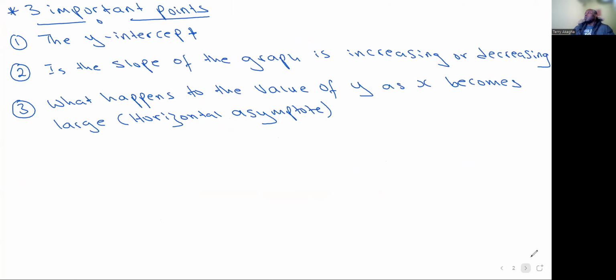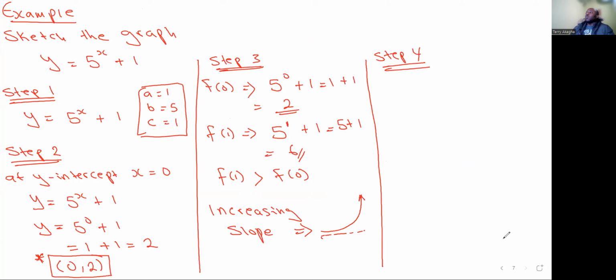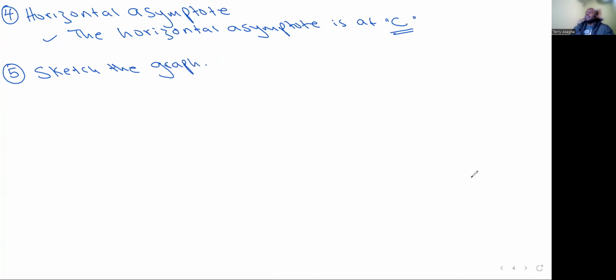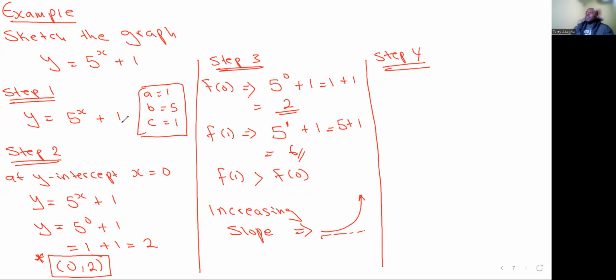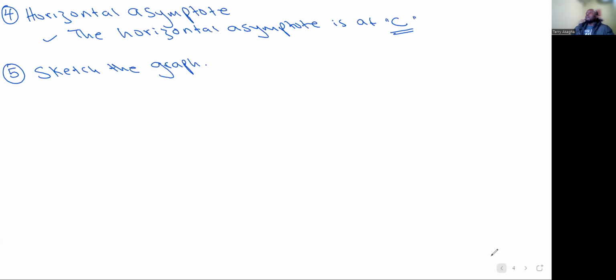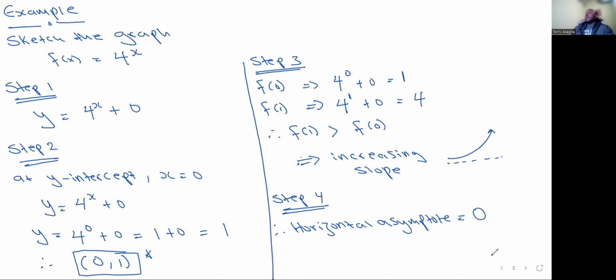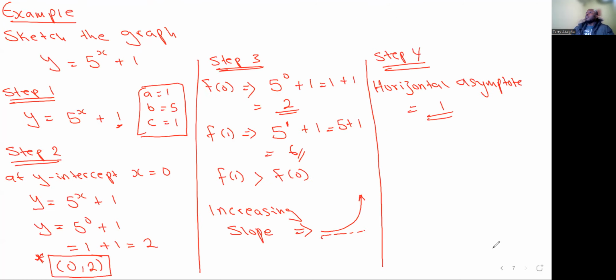All right. So therefore, we're told that the horizontal asymptote is at C. The C we had here is 1. So that means the horizontal asymptote will be equal to 1. Okay, the horizontal asymptote is equal to 1. So now we have all that we need, so we can go to step 5, which I believe is sketching of the graph. We'll see how we want to sketch this graph now.